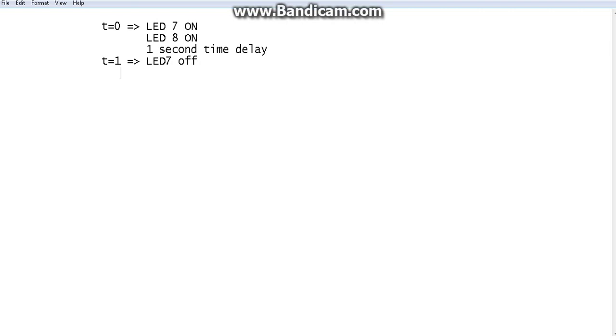and again it is not the only one. At the same time, along with LED 7, we make LED 8 also off. So that should also be happening at t equal to 1. Now things are very clear, but we are not done yet, right? We have to make them stay in that state for 1 second only. So we will again make a 1 second time delay.